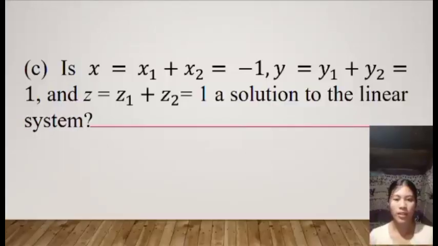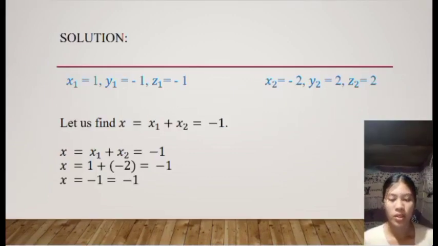So for now, we have letter C. Is x equal to x sub 1 plus x sub 2 equal to negative 1, y equal to y sub 1 plus y sub 2 equal to 1, and z equal to z sub 1 plus z sub 2 equal to 1, a solution to the linear system? So here is our solution.